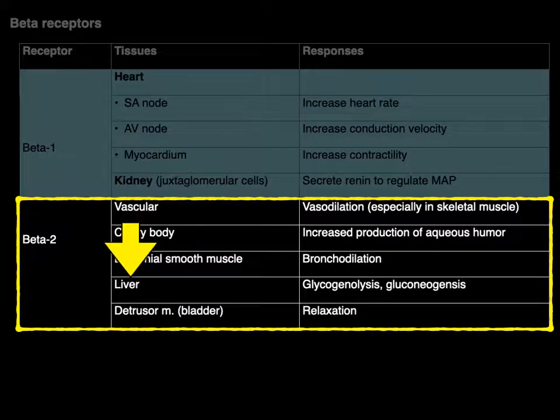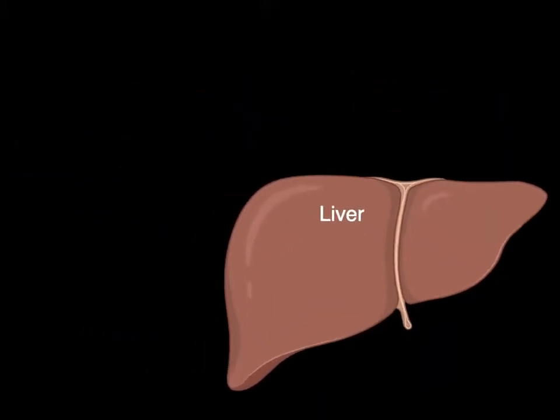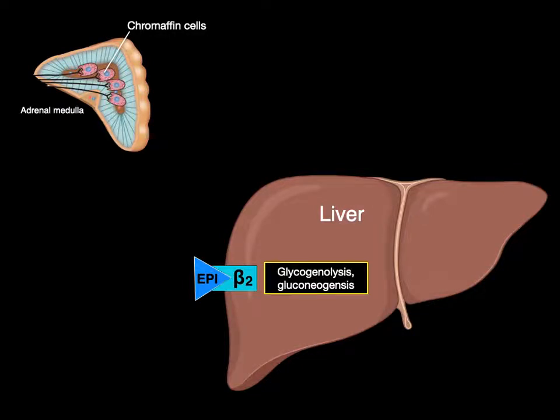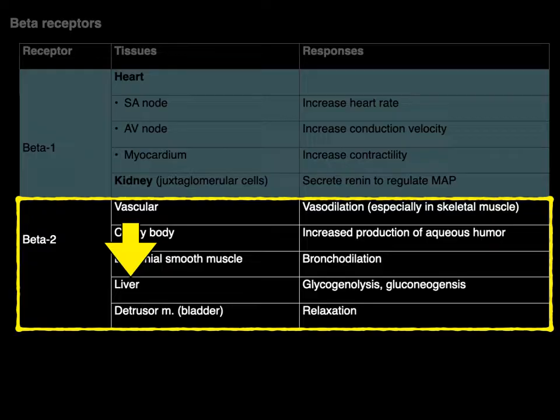So let's talk about the stimulation of beta 2 receptors on the liver and what it does. There in the liver, the hepatocytes have these beta 2 adrenergic receptors. So when the chromaffin cells secrete epinephrine, it results in glycogenolysis and gluconeogenesis. Glycogenolysis is taking glycogen and breaking it down to glucose molecules, and gluconeogenesis is the production of glucose, either of which causes an increase in blood glucose concentration.